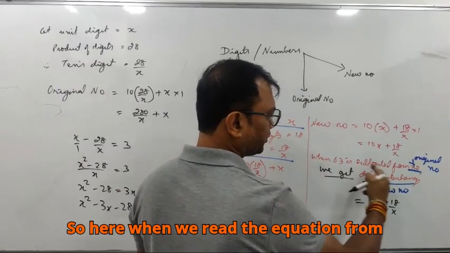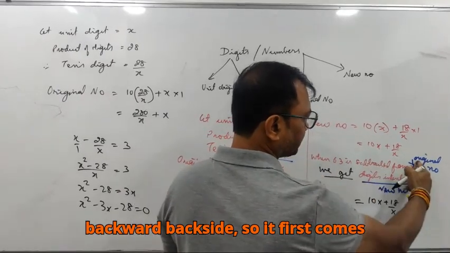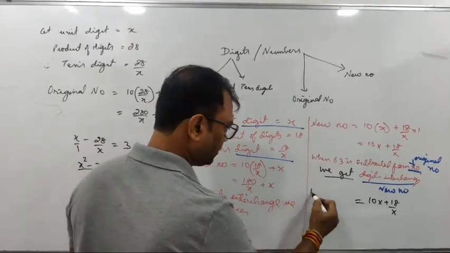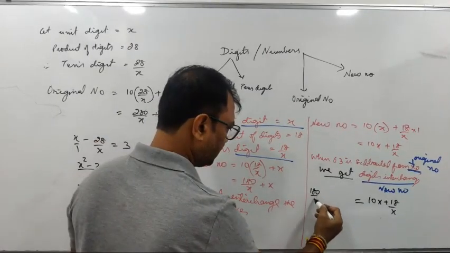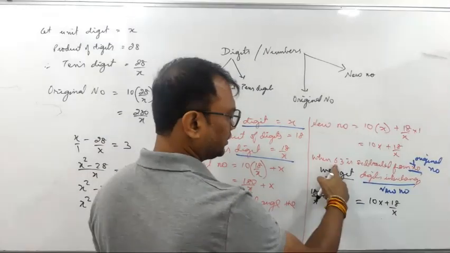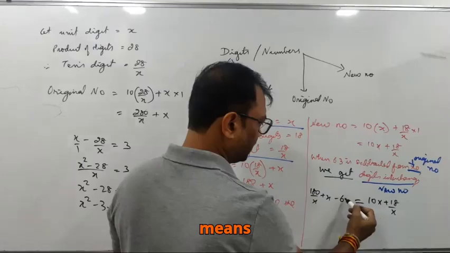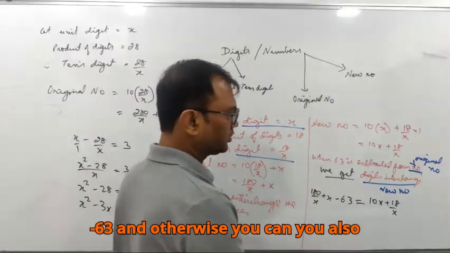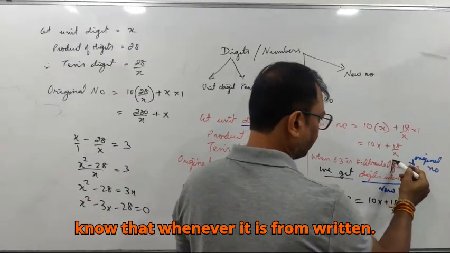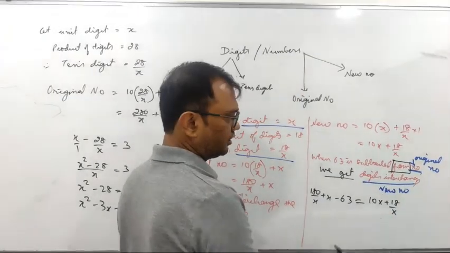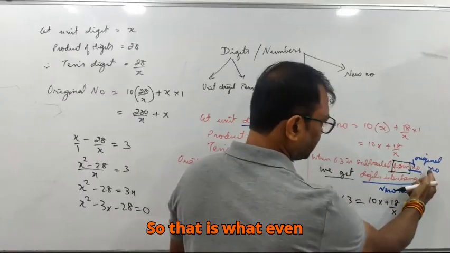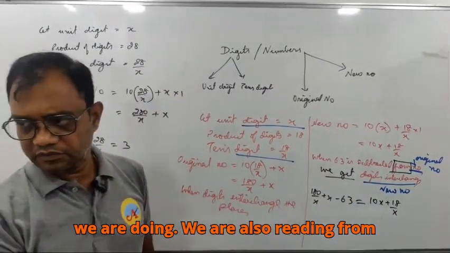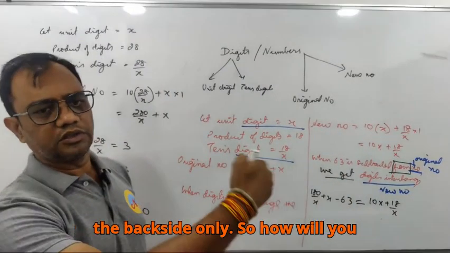When we read the equation from the backside, first comes the original number, then minus 63. Otherwise, you also know that whenever it is written backwards, we write this one first and that one later. That is what we are doing; we are also reading from the back side only.